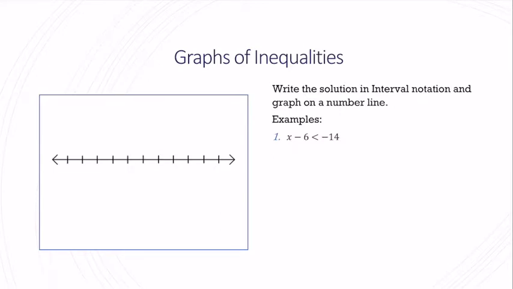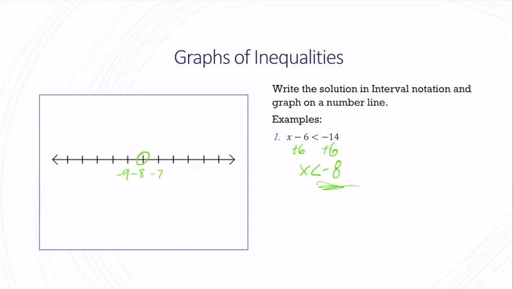Next example, I have x minus 6 is less than -14. I add 6 to both sides. I get x is less than -8. I don't know why I wrote infinity. I meant 8, I promise. -8. So I'm going to go ahead and label -8, -7, -9.